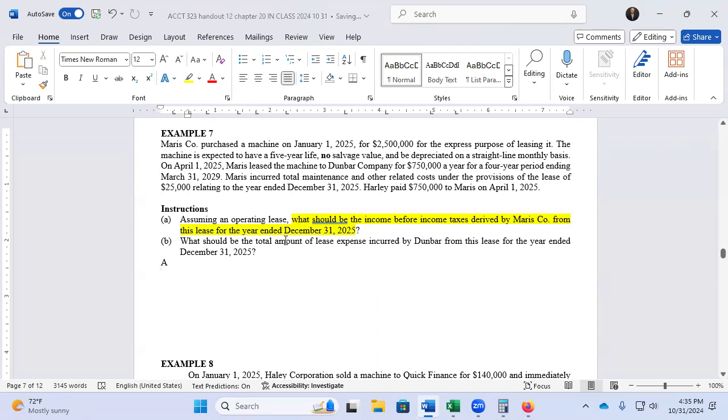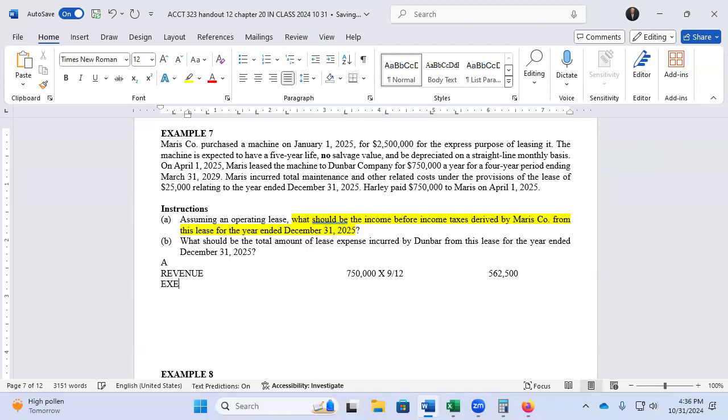We have revenue, and that's $750,000. And we're going to multiply it by 9/12 because there's 3 months that we did not lease it. And so that's 562,500.